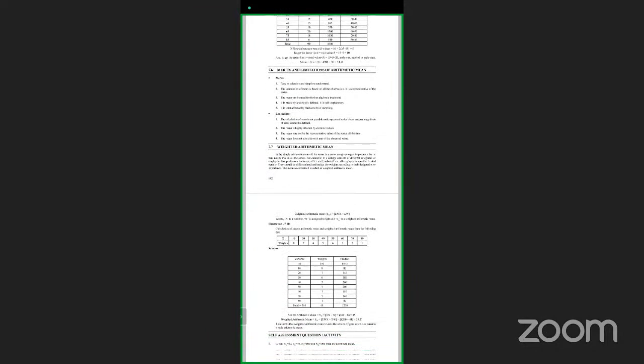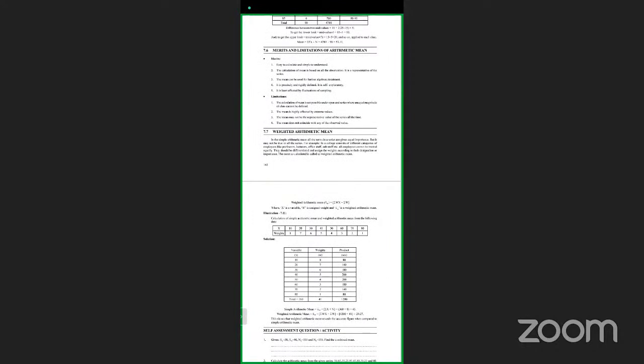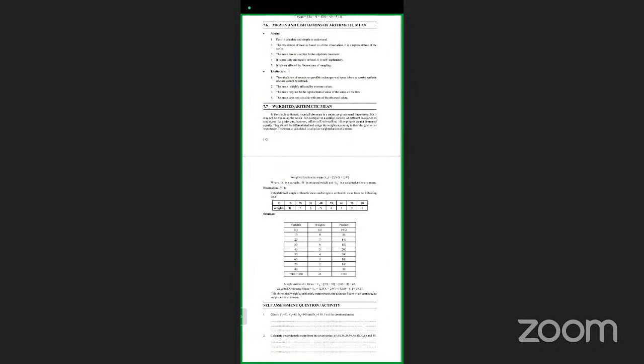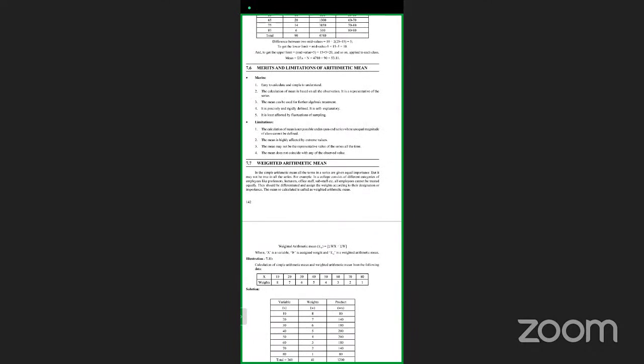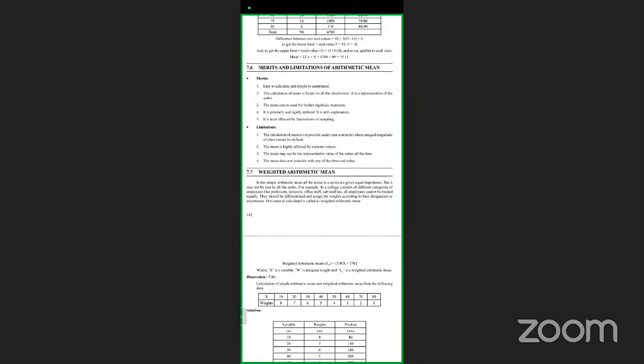Okay, then we have weighted arithmetic mean. Here is a formula. Let us try to understand what is weighted arithmetic mean. In a simple arithmetic mean, all the terms in the series are given equal importance, but it may not be true in all the series. For example, in a college, there are different categories of employees like professors, lecturers, office staff. All employees cannot be treated equally. They should be differentiated and assigned weights according to their designation or importance. The mean so calculated is called the weighted arithmetic mean. Now you got it? What weighted arithmetic mean means?